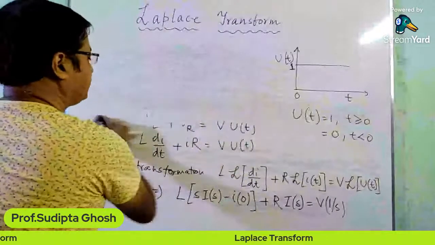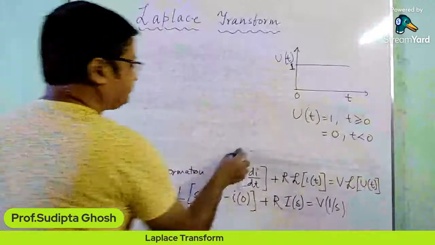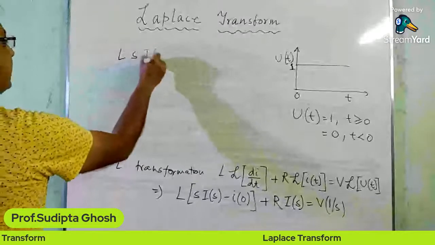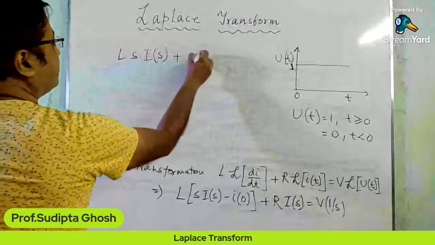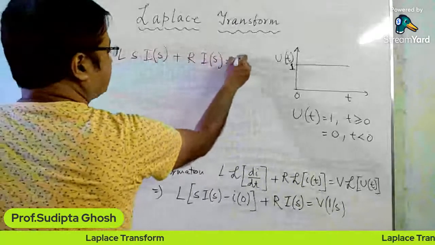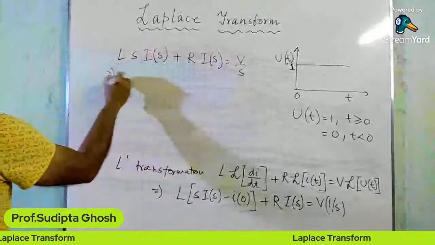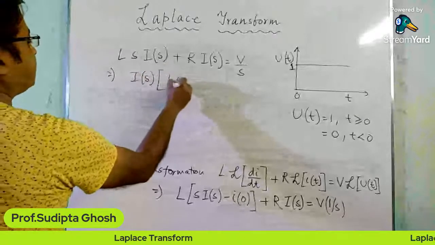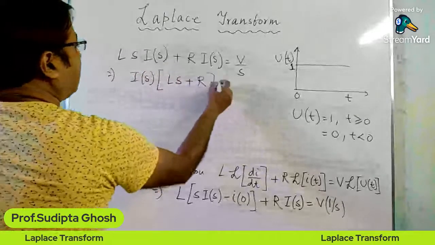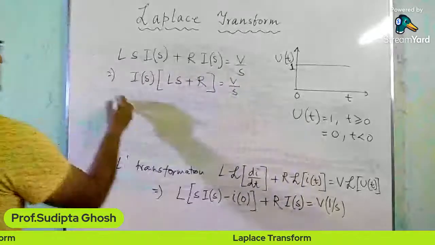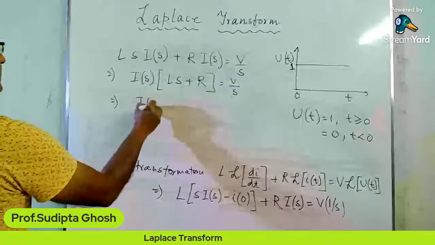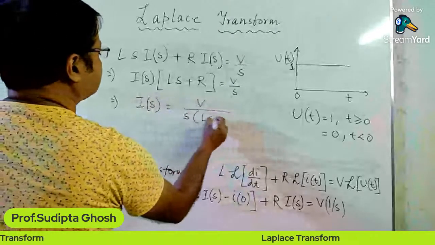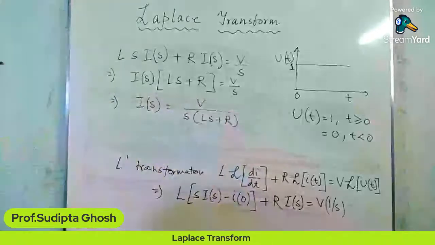So the equation will now become L into SIS plus R into IS, and that equals V by S. So we can take IS common and we have LS plus capital R, and that equals V by S. So the value of IS is V by S into LS plus R. Okay?